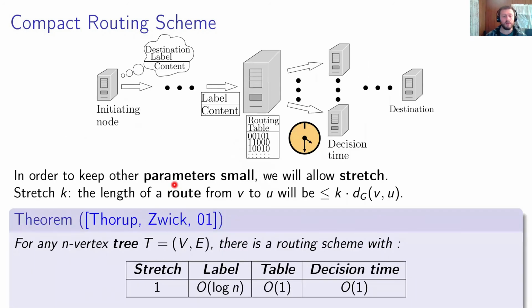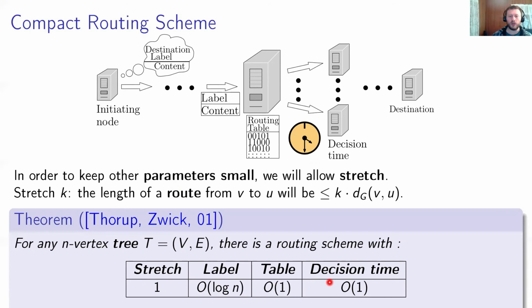So this is the problem, and if your graph is a tree, of course there's a great solution by Thorup and Zwick, who showed that for every tree, one can construct a routing scheme with stretch 1. So this is actually the shortest path. The label size is log n, the table size is constant. Let me note that we measure size here in words. Each word is log n bits, and decision time is constant as well in each node. So this is a great routing scheme.